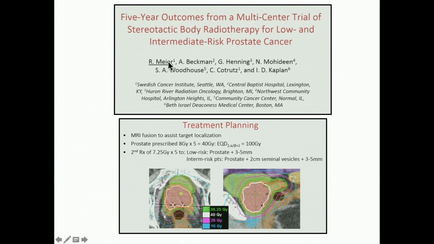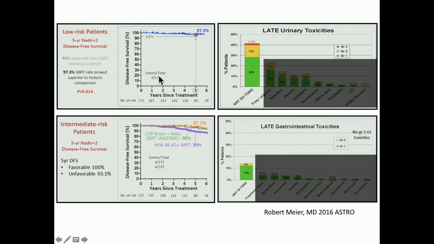Bob Meyer over at Swedish Cancer Institute presented at ASTRO a slightly dose-escalated version of this, giving a larger dose to the actual prostate gland, demonstrating at 5 years outstanding biochemical control rates, which, if you graph out according to historical IMRT dose escalation, are favorable. For intermediate risk patients, also outstanding biochemical control at 5 years. And if you compare it, and I know it's not exactly kosher to do so, with ASCENDE or the Sloan-Kettering dose escalation, they seem somewhat comparable, and the late toxicity was rather modest for the SBRT group.